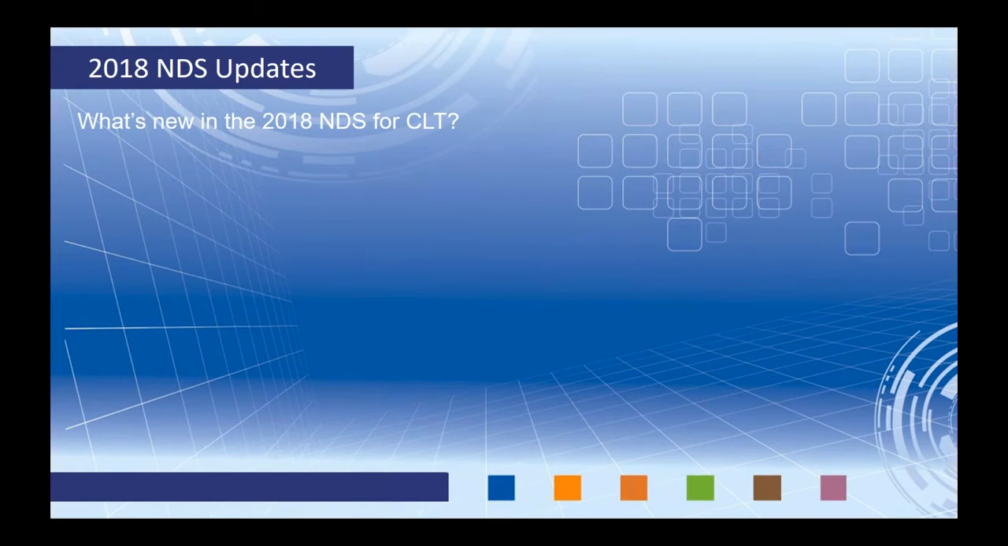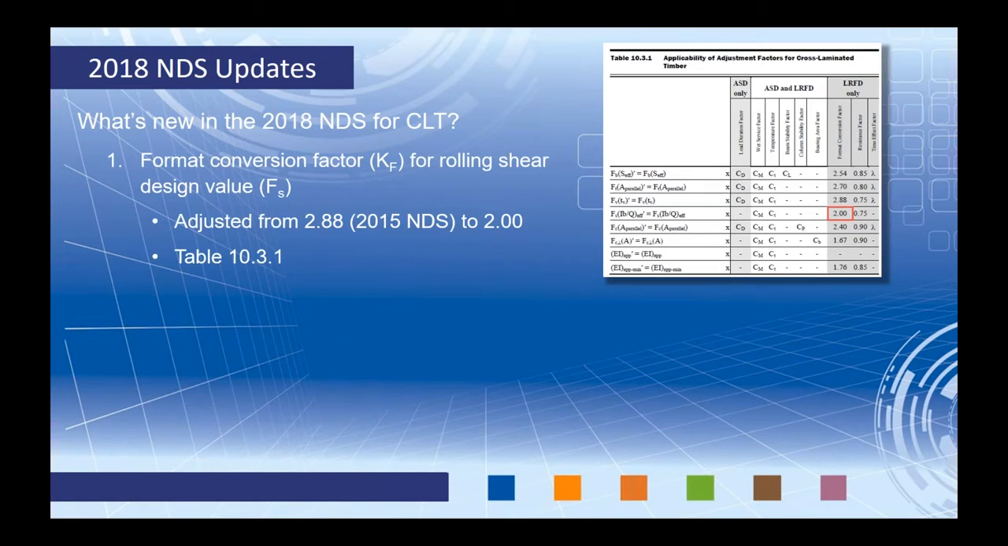Now, as far as the 2018 NDS updates, what exactly changed? In reality, there were only 2 revisions in Chapter 10 for CLT. The first being the format conversion factor K sub F, and this is applicable for the rolling shear design value F sub S within LRFD design. Now, within the 2015, this was 2.88, and it was simply adjusted to 2.0. You can see this within Table 10.3.1 of the 2018 standard, and within RF-LAMINATE, when you have the 2018 selected, it will automatically take into account that small change.